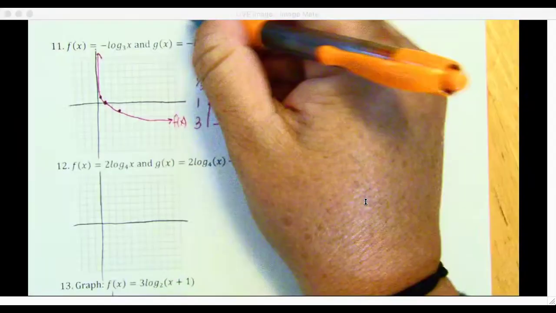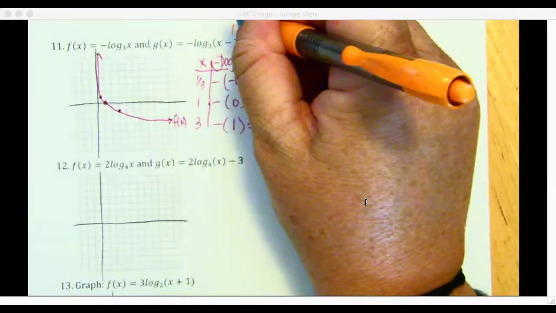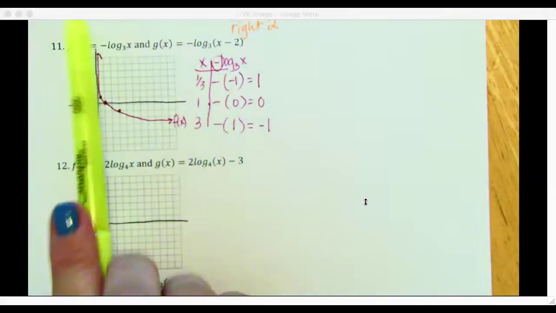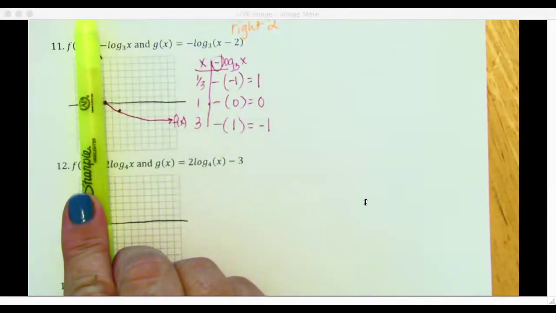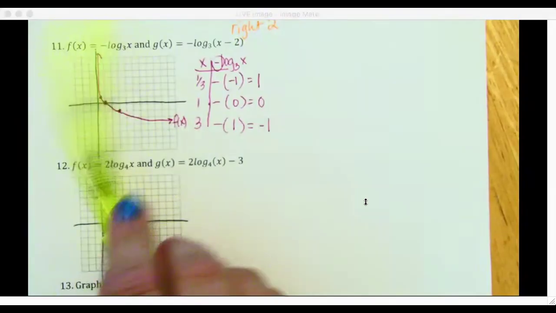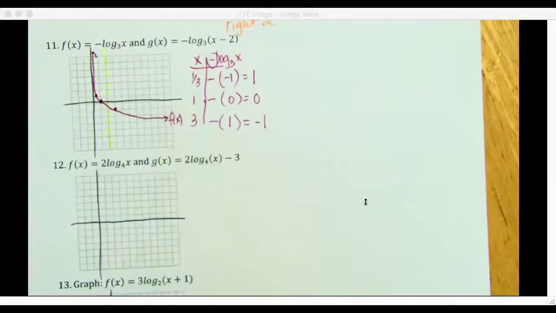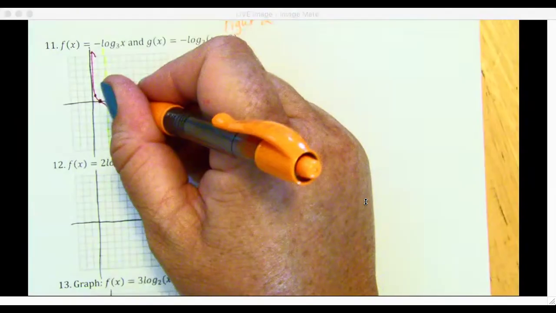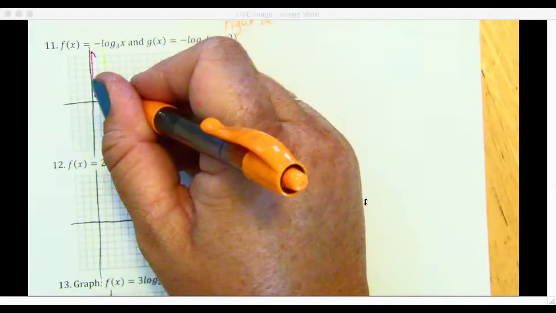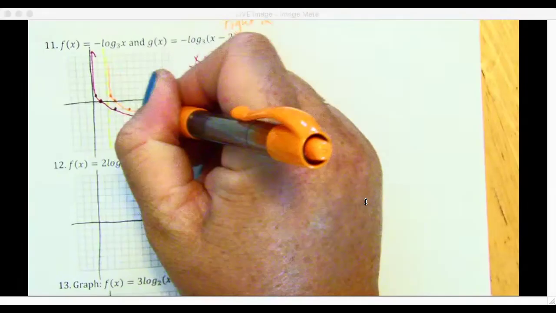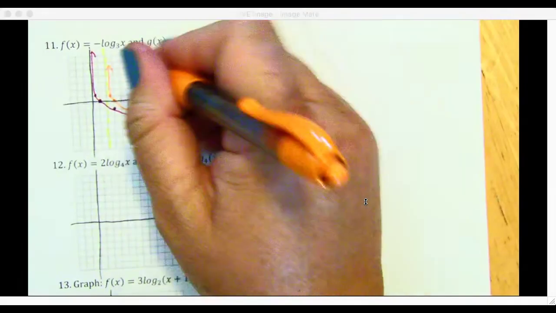Now g of x has been shifted to the right 2. My asymptote was at the y-axis, and now it is shifted to the right 2. All of my points are also moving right 2. And that is my graph of g of x.